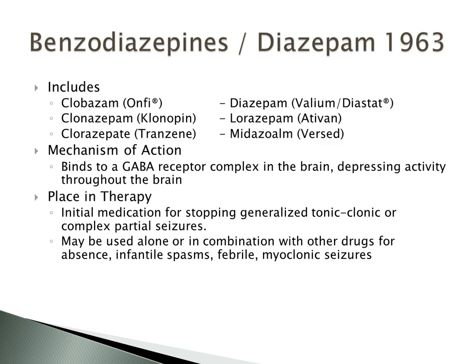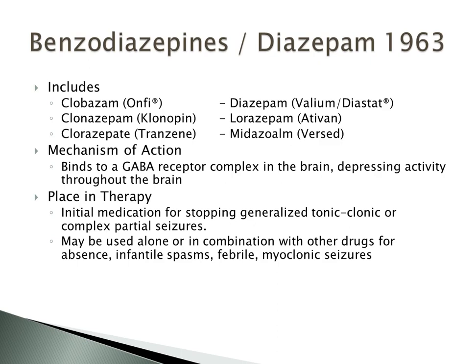So our next agent is diazepam. That was the next agent on the market. We'll use this as an opportunity to discuss all benzodiazepines. Common ones: clobazam, clonazepam, clorazepate, not as common, diazepam, lorazepam, and midazolam. Essentially, all these agents bind to the GABA receptor in the brain, and they work on the inhibitory pathway.